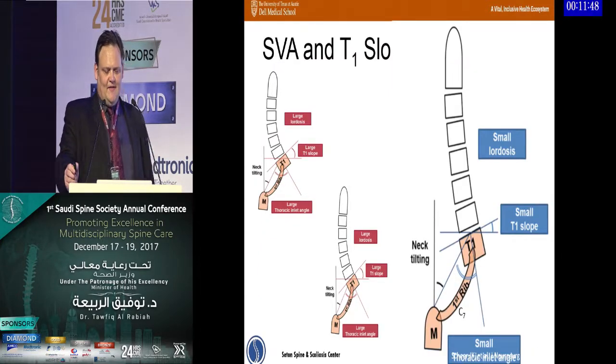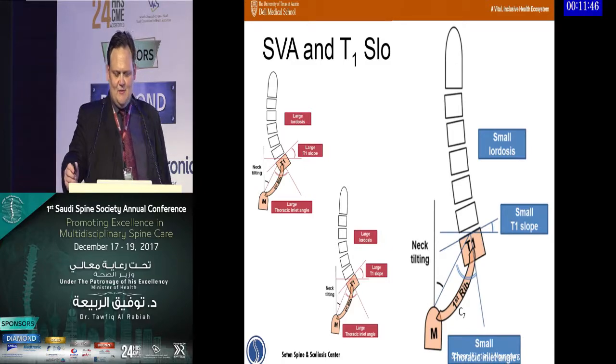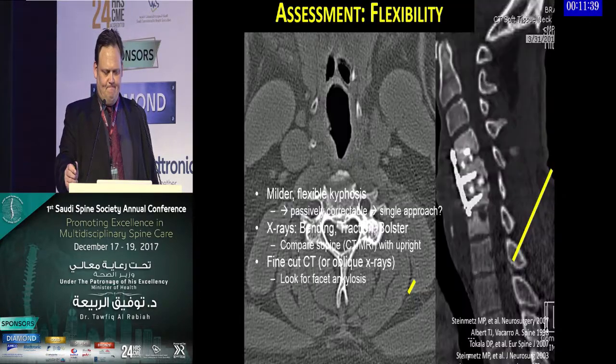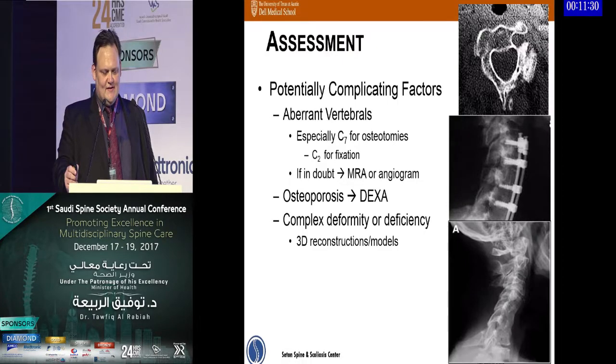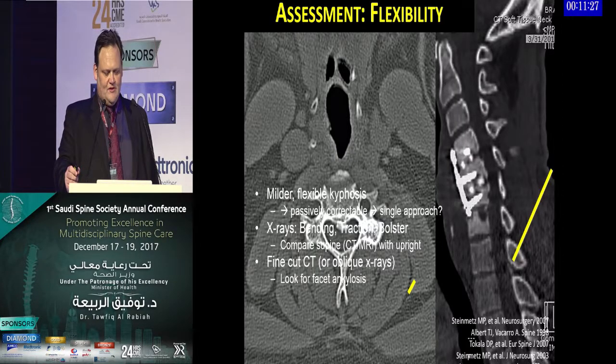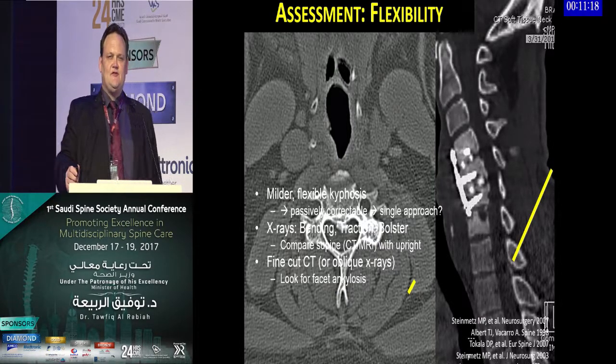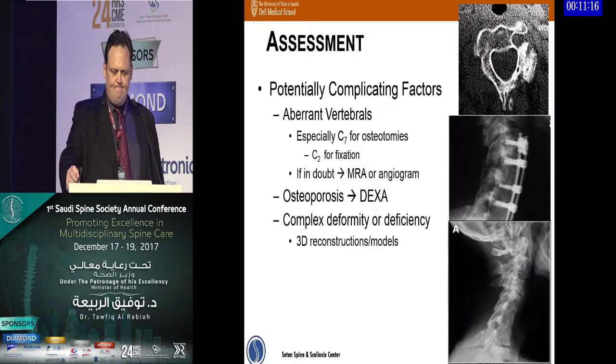Dr. Wang talked about the sagittal vertical axis and the T1 slope. I'm not going to belabor that now, but it is important to look at that and try to get a sense of what would be normal for the patient. In terms of flexibility, there are a number of ways of looking at this. I think one critical issue is to get a fine cut CT and look at the status of the facets. It's important to get x-rays over a bolster, get x-rays in traction if necessary. Comparing the upright alignment with the patient's supine studies, such as their CT and MRI, are important here.